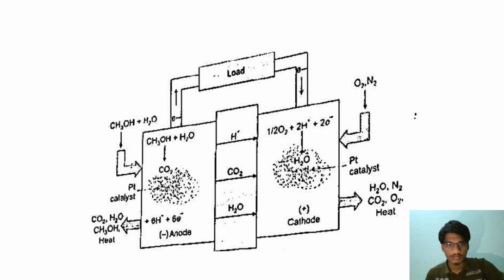This is methanol plus water, carbon dioxide is generated, platinum catalyst, CO2, H2O, CH3, heat byproducts. This is the anode and this is the cathode. The reaction takes place, water is generated, it is a platinum catalyst, O2 and nitrogen go in, H2O and CO2 and heat at the cathode. Electrons go to the load.